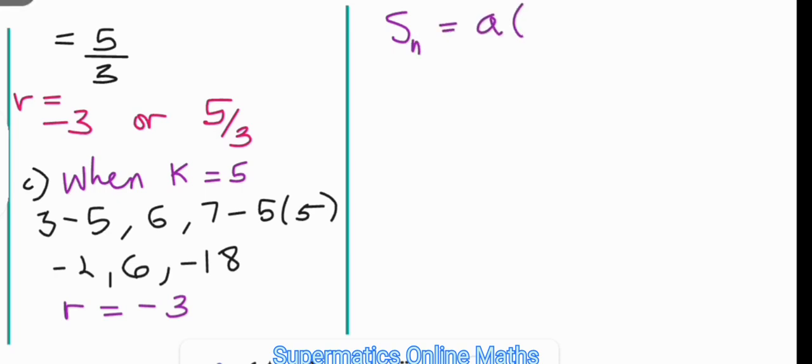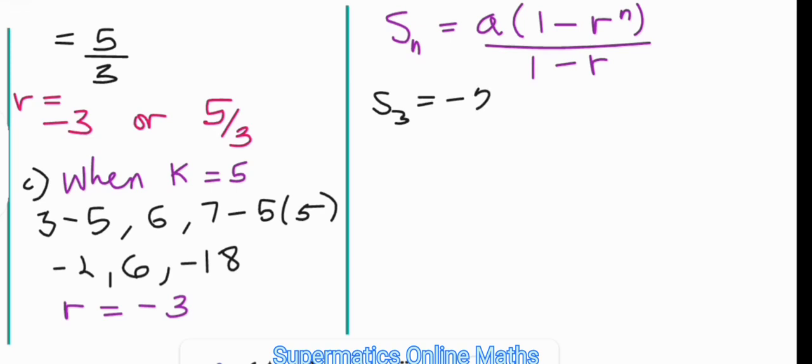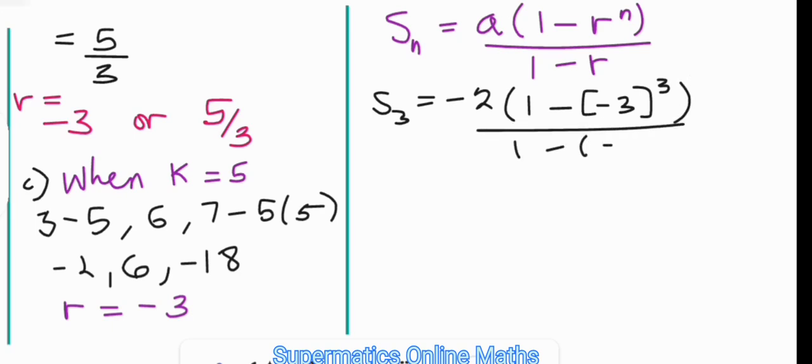The sum of the series in this regard, with the common ratio being negative, is the first term times 1 minus r to the power of n, the number of terms, over 1 minus r, giving the sum of the three terms as negative 2, the first term, times 1 minus the common ratio, which is negative 3, to the third power, being the number of terms that we have, over 1 minus negative 3.